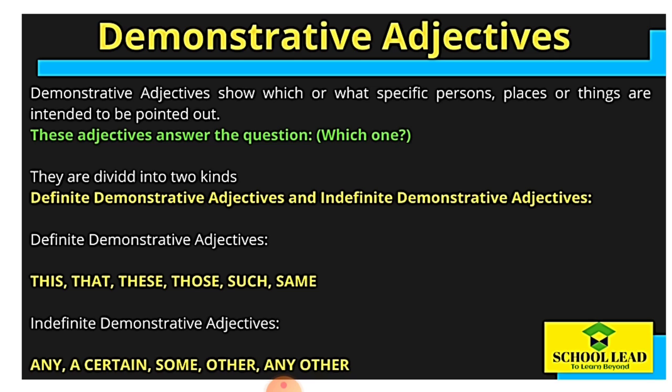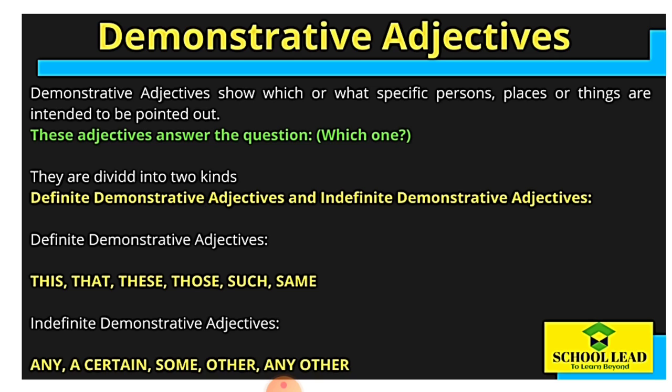Now, demonstrative adjectives tell us about which or what specific persons, places, or things are intended or to be pointed out. When you point out something, then they are demonstrative adjectives, like this chair, those flowers. They are divided into two kinds: definite demonstrative adjectives and indefinite demonstrative adjectives.